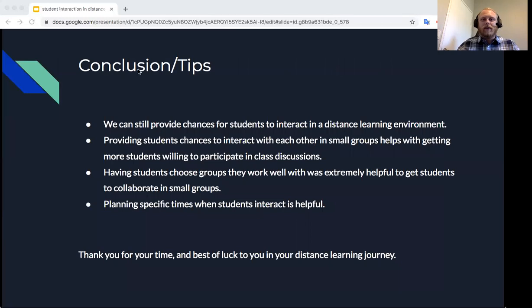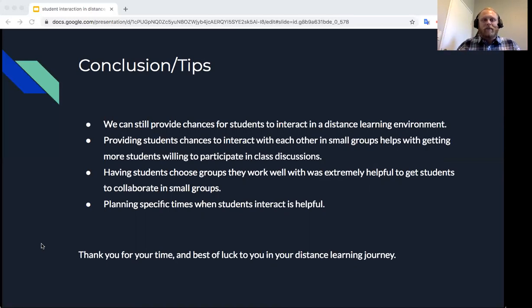So in conclusion, there are a couple things that I just want to say. So we can still provide students with the chances to interact in a distance learning environment. Providing students with chances to interact with one another in small groups before having them share out in a whole class is very helpful. I see this kind of being the same as in a brick and mortar setting where we give students some time to work in groups or independently before we call them back to share out whole class.